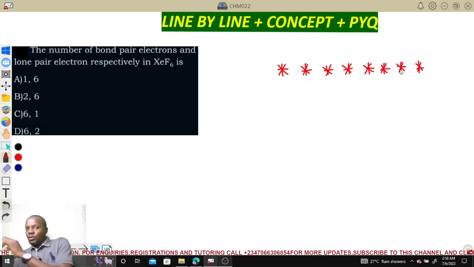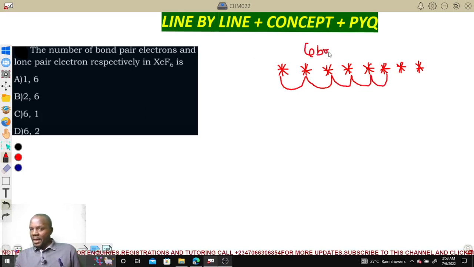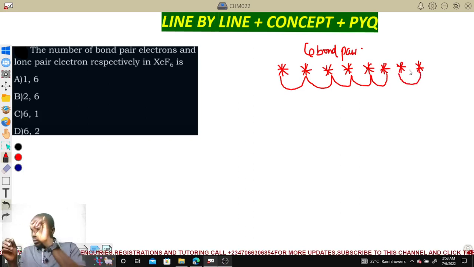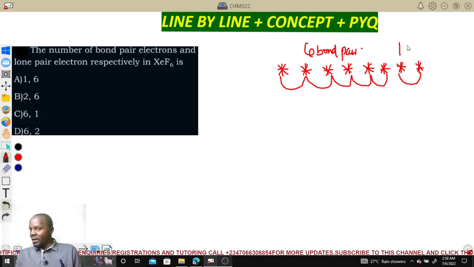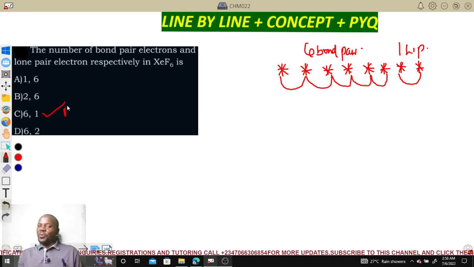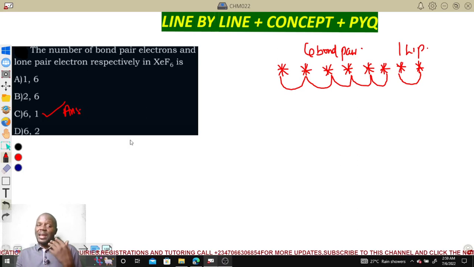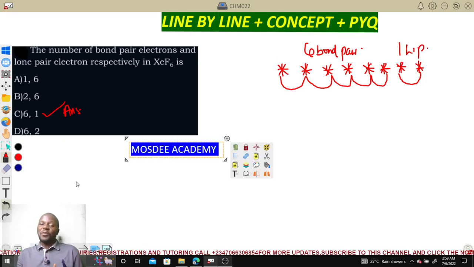Fluorine needs 1 electron, so each of the fluorine will carry 1. So 6 of them are going: 1, 2, 3, 4, 5, 6. So that is 6 bond pairs. So you have bonded 6 atoms, then 1 lone pair remains. 2 stars is 1 lone pair. So 6 bond pairs, 1 lone pair. Question answered. I hope you are getting chemistry. Chemistry is not that hard. It only needs interpretation and understanding. And that is why I asked you to watch the video to the end for maximum knowledge.